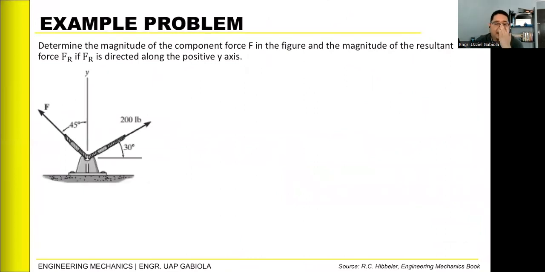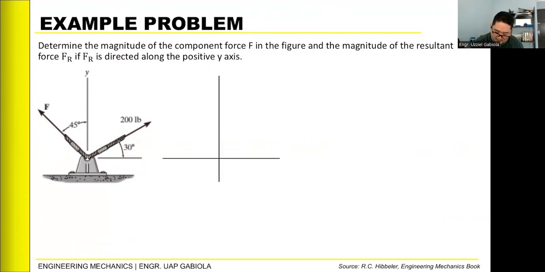So determine the magnitude of the component force F in the figure and the magnitude of the resultant force Fr if Fr is directed along the positive y-axis. Okay? So we have two forces. Itong force na to na 200 and F, hindi natin alam. Then ito yung mga inclination niya from the respective axis, no? So let's try to redraw again or yung free body diagram na tinatawag natin.